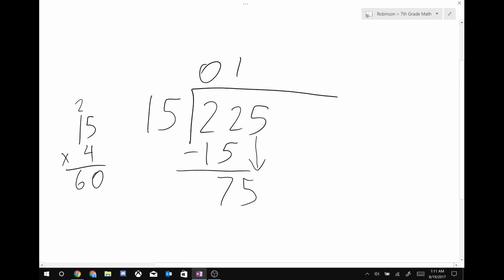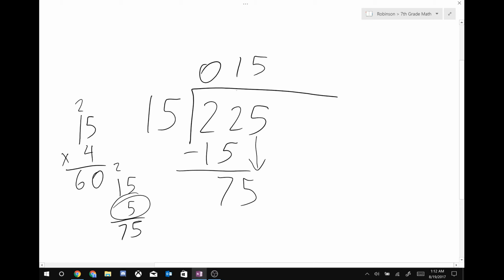And I think, okay, well, maybe it can fit in more than that. 60 is definitely less, so we have at least 4 15s. What about 5? 15 times 5: 5 times 5 is 25. We carry the 2. 5 times 1 is 5 plus 2, and it's 75. That comes out to be our perfect answer. So 15 fits into 75 5 times.